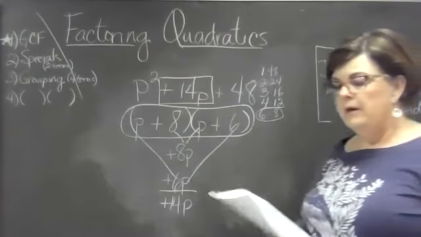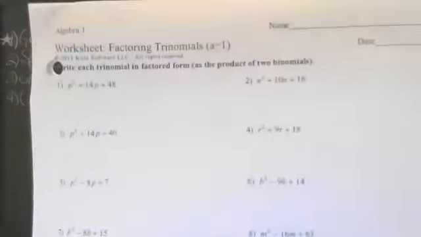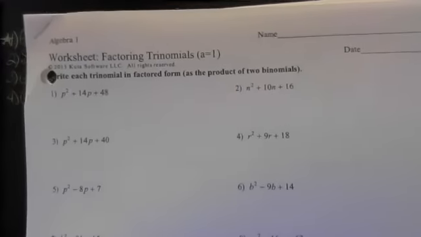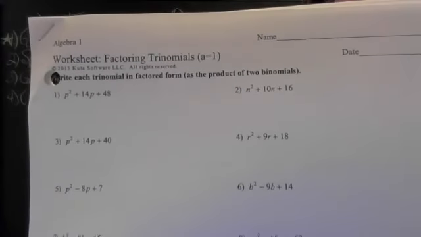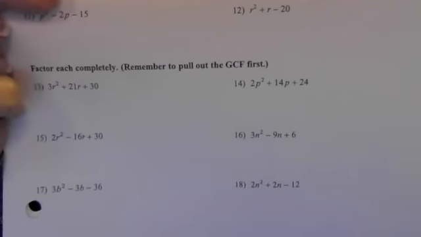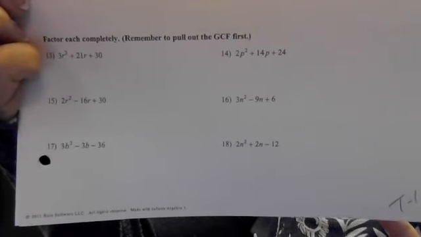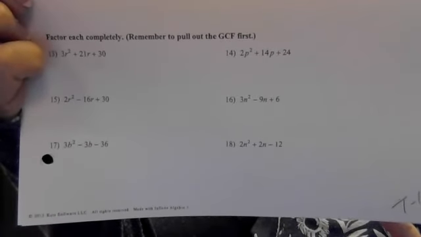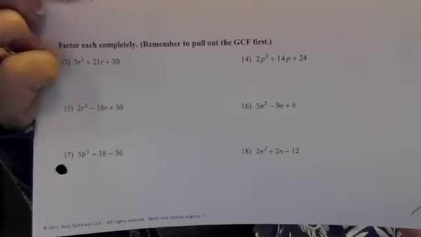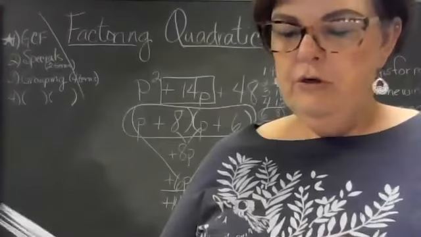From what I've shown you today, page 1, you should be able to do it all. If you look at the top part, you don't have to take out greatest common factor. But if you look at the bottom part, it says factor completely. Remember to pull out the greatest common factor, which means they fixed it, so you're going to have a greatest common factor. You should be able to do all of page 1. Let me look at page 2 and make sure.